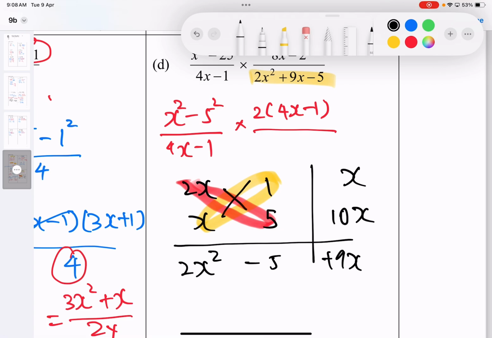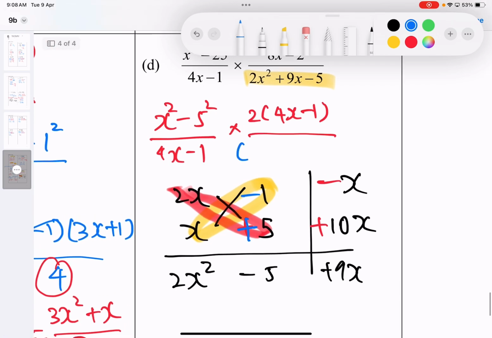After that, you ask yourself the question, how do you get plus 9? Plus 9 means I get plus 10 minus x. That is the only way. So I'm going to get plus minus. So if this is a plus, here is also a plus. This is a minus. This is how you do the ladder method factorization. You must draw the cross. You must follow the cross. If you don't do that, your answer will be wrong. So here is 2x minus 1. Here is x plus 5.